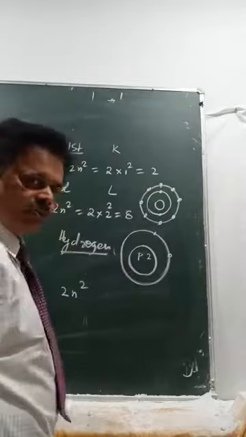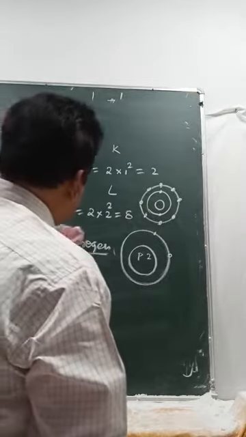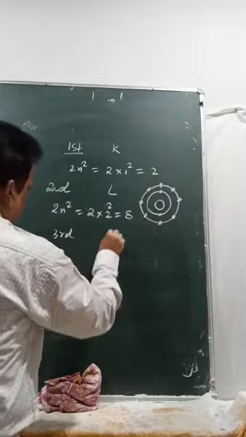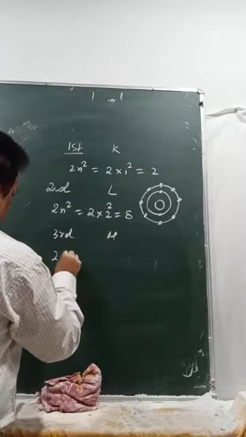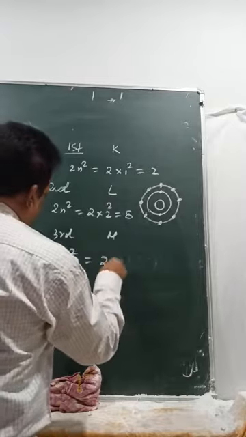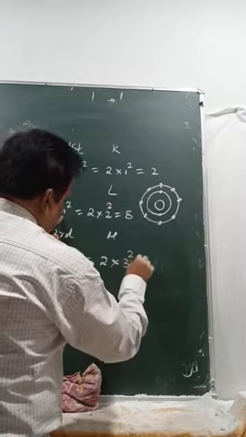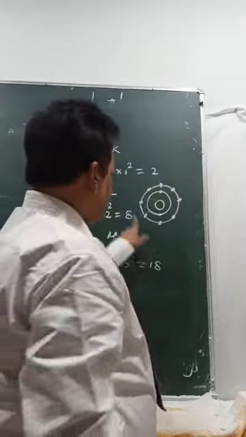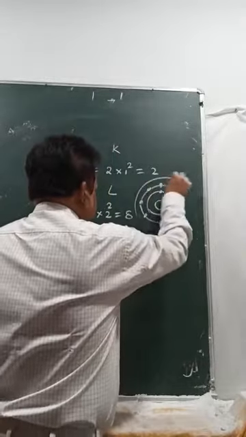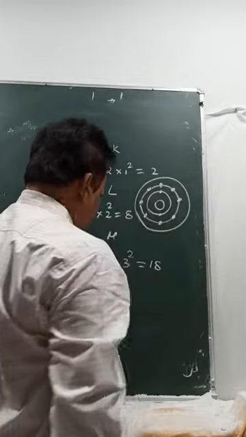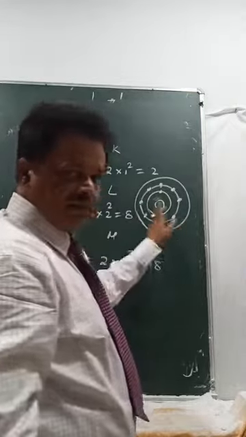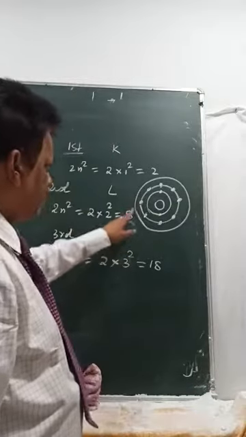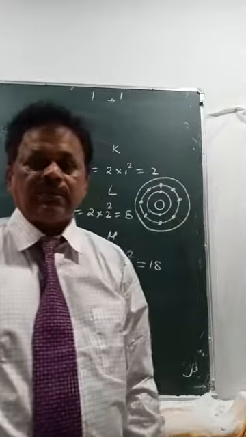Like this you distribute. When you go to the third shell, the n shell, it will be 2n square, n is 3, so 2 into 9 is 18. But if you keep 8 electrons in the third shell, it will also be stable. But a maximum of 18 electrons you can give in this. So like this we move. There is another way of distributing the electrons which we will study in class 11.